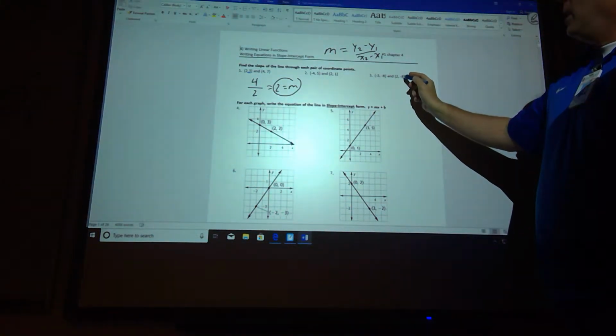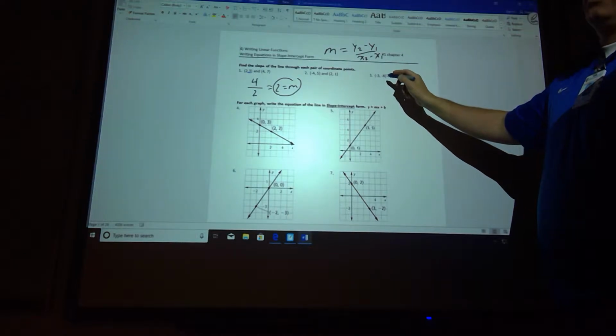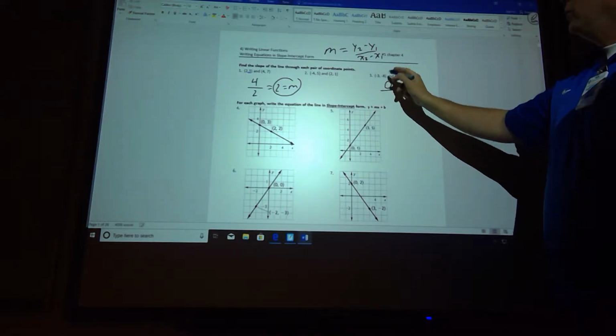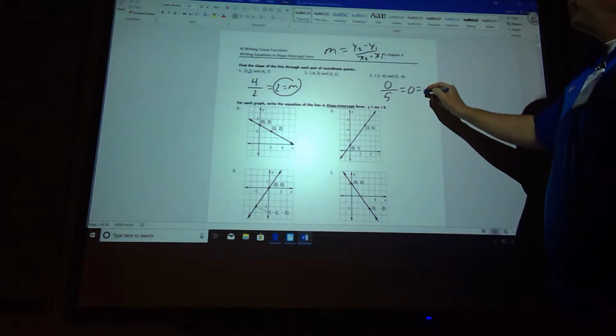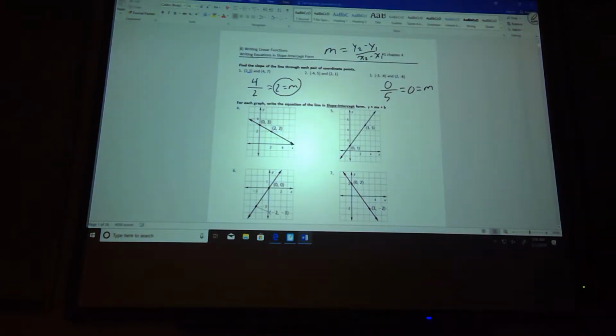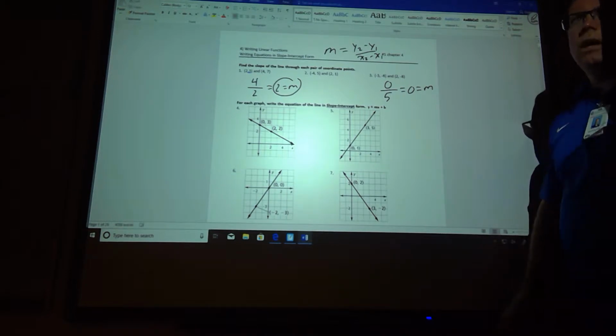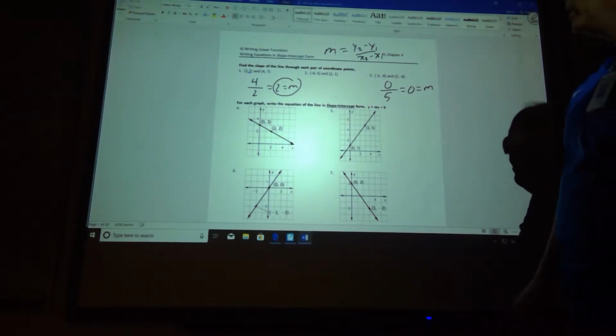This particular one, I'm going to go negative 8 minus negative 8, which is negative 8 plus 8, which is 0. And then I get 2 minus negative 3, which is 5. So that gives me a slope of 0. Remember, 0 on top means the whole answer is 0. If 0 is on bottom, you would have undefined slope. That would be a vertical line.